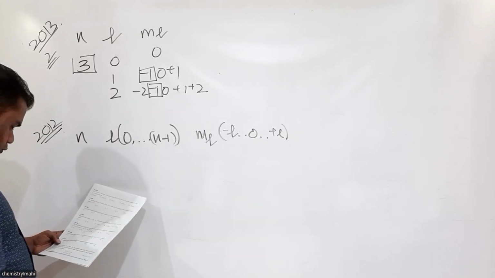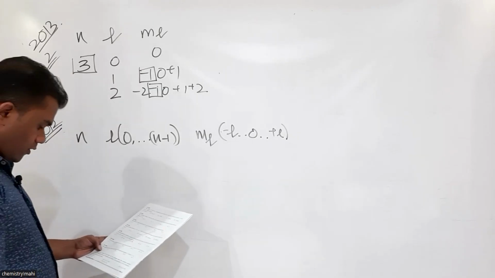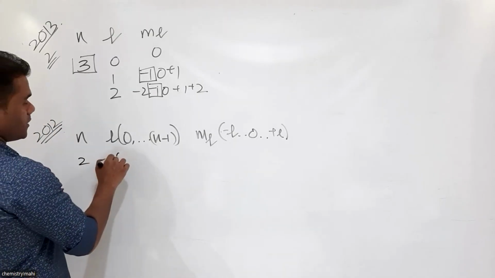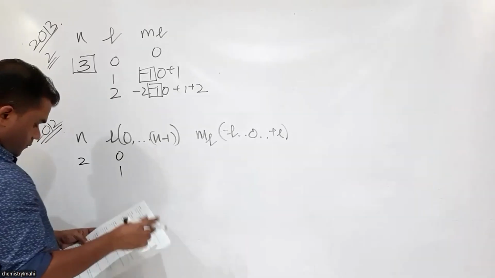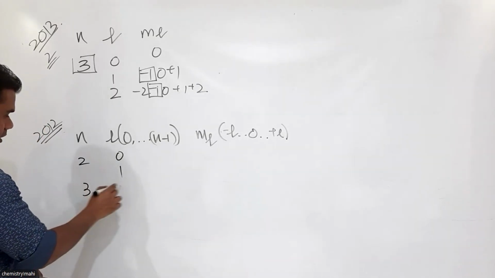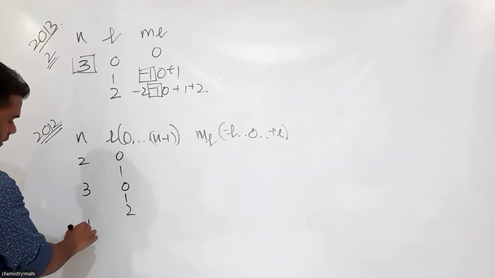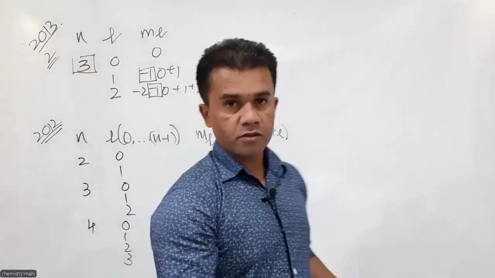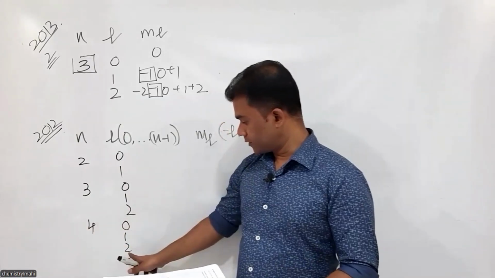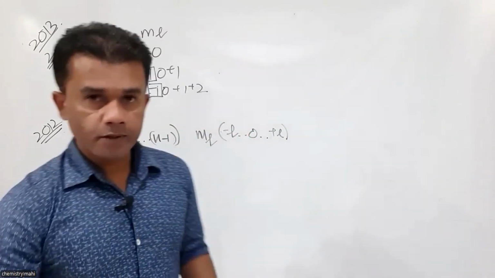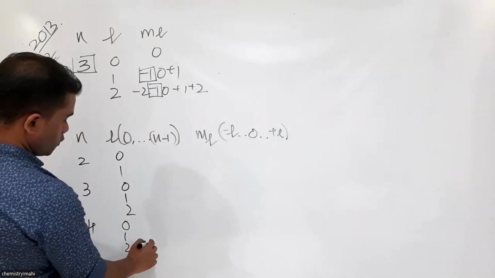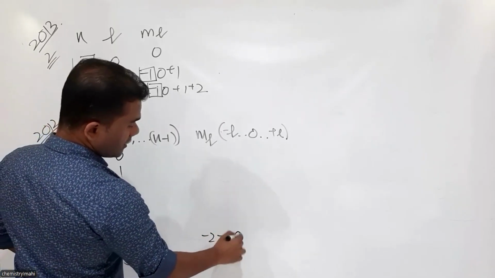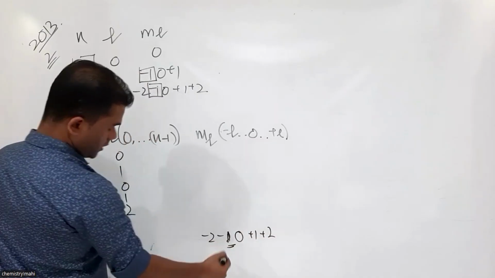Okay, then what's the problem here? First one, 4, 2, 0. For n equals 2, l is 0 and 1, up to n minus 1. For n equals 3, the values are 0, 1, 2. If n equals 4, the values are 0, 1, 2, 3. So 4, 2 is possible. And 2, 0 possible? Yes, because if l is 2, ml can have values minus 2, minus 1, 0, plus 1, plus 2. This is possible.